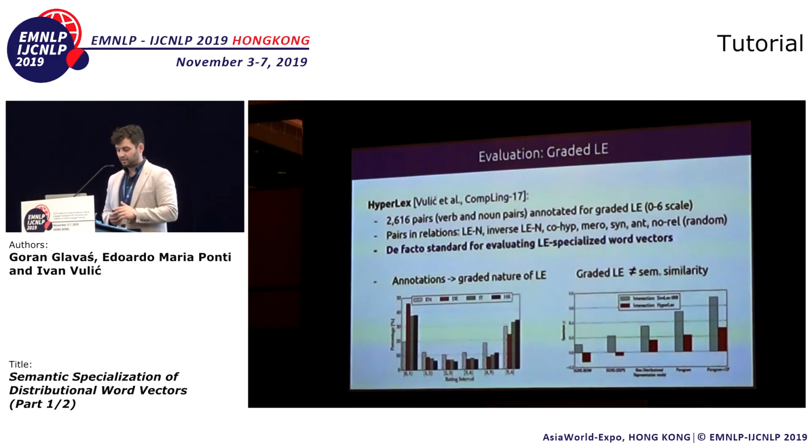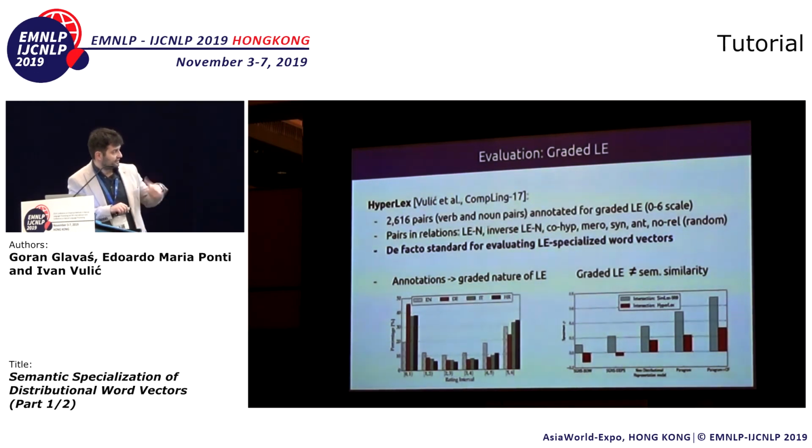That's the idea. So the main resource on which we perform graded lexical entailment evaluation is HyperLex. It consists of 2,600 something pairs of words that are on a 0 to 6 scale, annotated by 5 or more annotators. And you have pairs in different relations, and it's the de facto standard for evaluating lexical entailment. More recently we have done variants of HyperLex in other languages as well, and I'll talk about that later in the cross-lingual part.